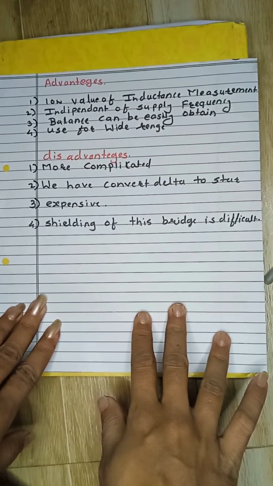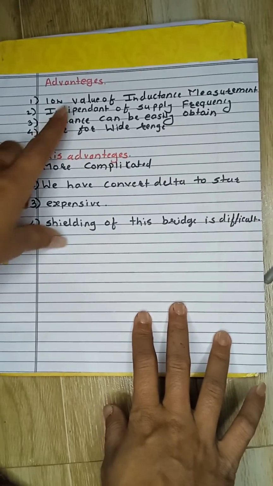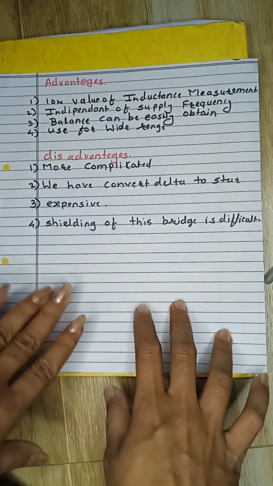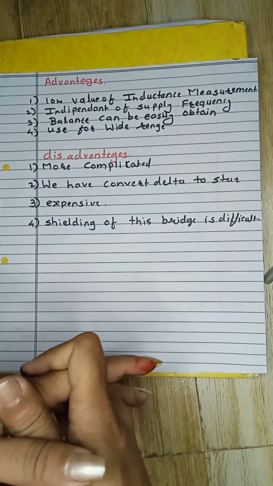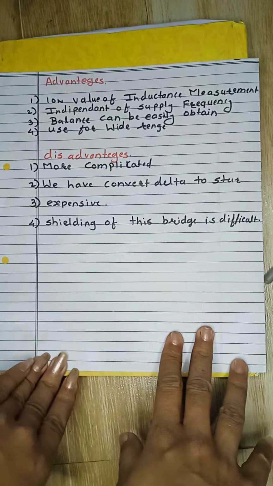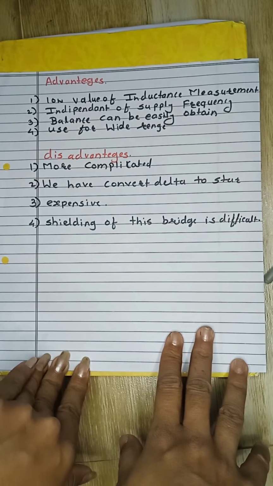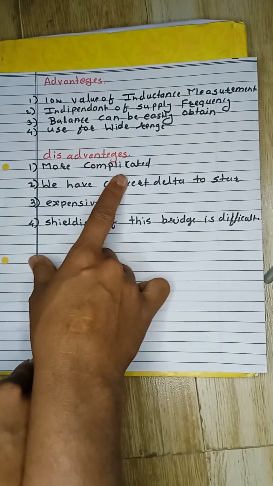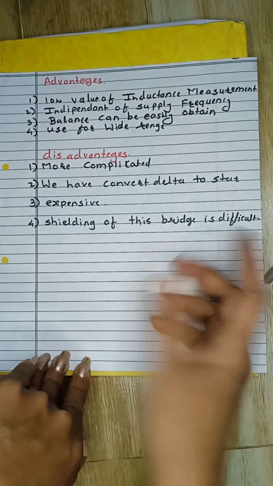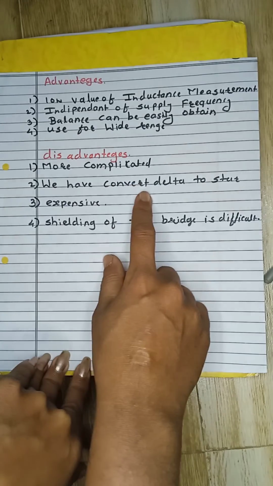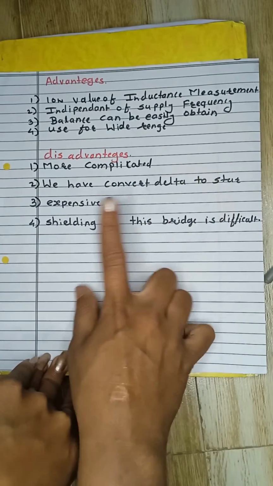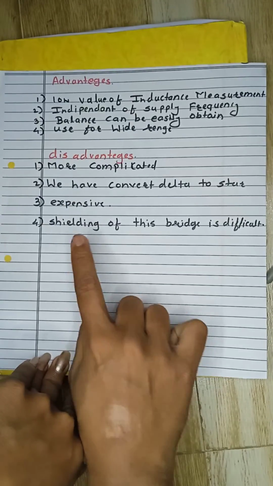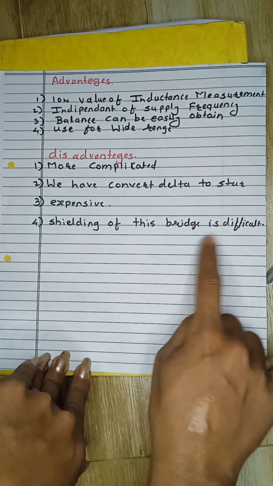Advantages of the Anderson bridge: a low value of inductance can be measured independent of the supply frequency. Balance can be easily obtained. It is used for a wide range. Disadvantages: it is more complicated because of more components. We have to convert delta to star. It is also expensive, and shielding of this bridge is difficult.